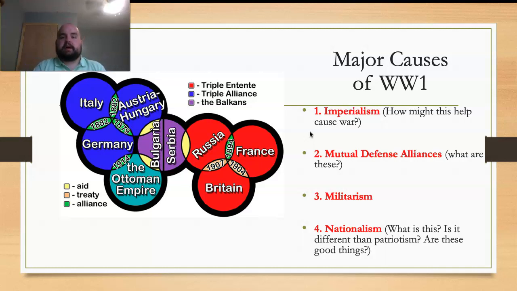Now, to start things off, we're going to look at some of the major causes of World War I to help give you a bit of context. Historians have identified 4 major causes for the start of this war. First, you have imperialism. Imperialism means where a country goes over, takes over, and sets up colonies in other countries. Why might that cause war?